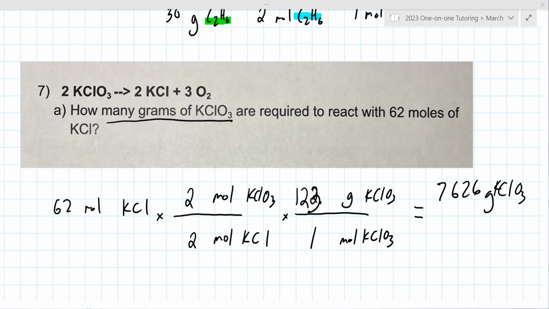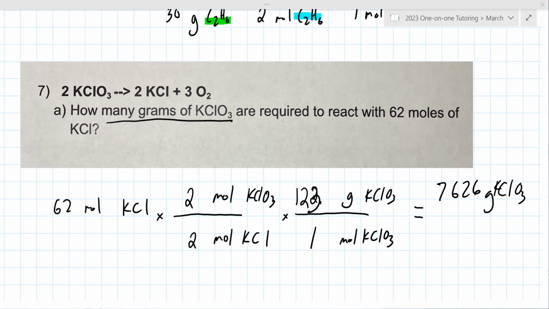Okay, and so this one we knew the moles already because they gave it to us in the problem. So we started with moles, and that's why we were on the second step already. When they give us grams instead of moles, that's when we have to do the first step, which we'll see next. That first step is converting grams to moles using molar mass.